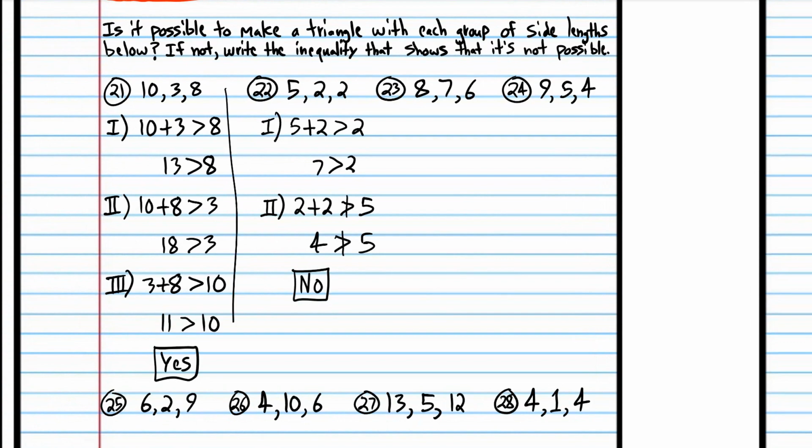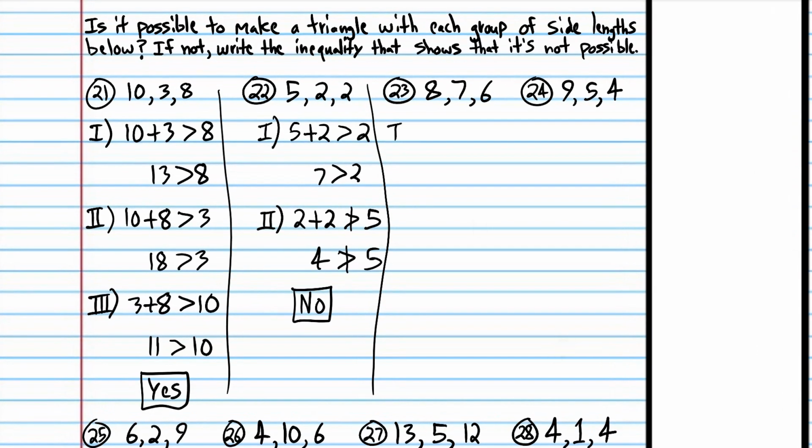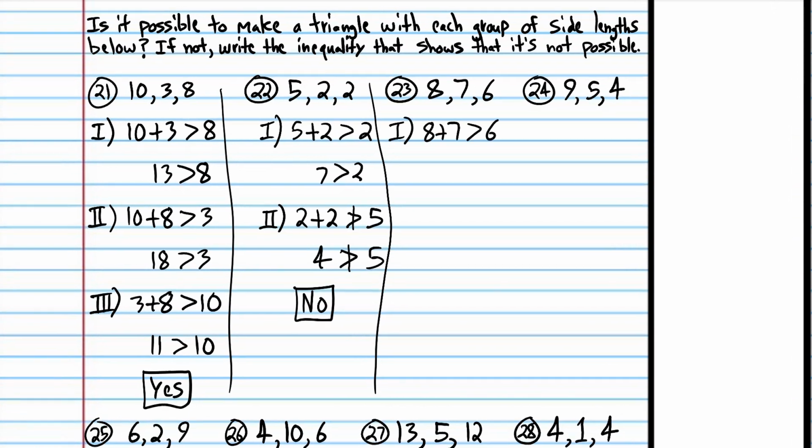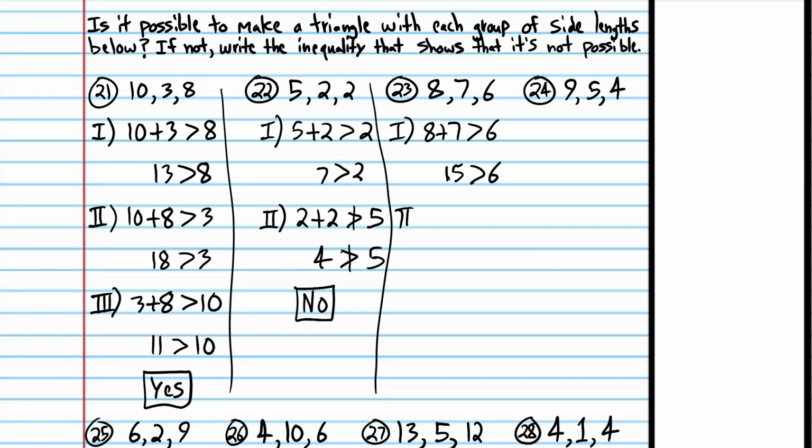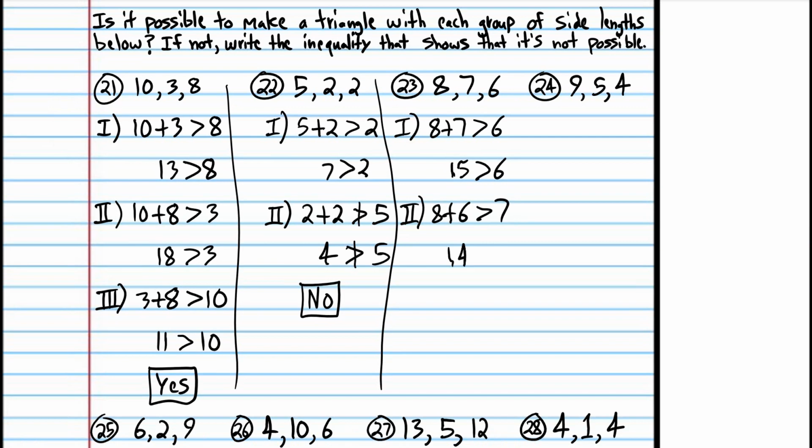All right, so now, number 23, we're going to try each of our inequalities. 8 plus 7 has to be greater than 6, and that is correct. So far, looks like we can make a triangle. Let's try 8 plus 6. That must be greater than the third side, 7. And that's correct. That works. So far everything is fine.